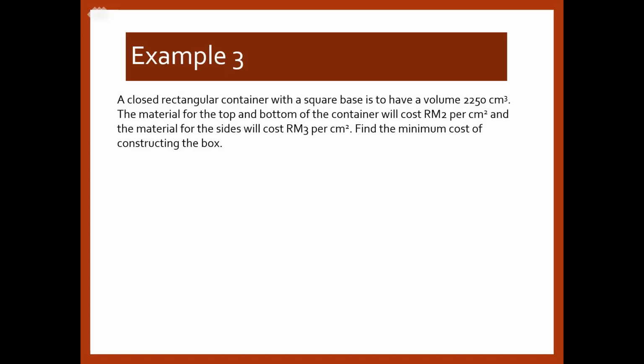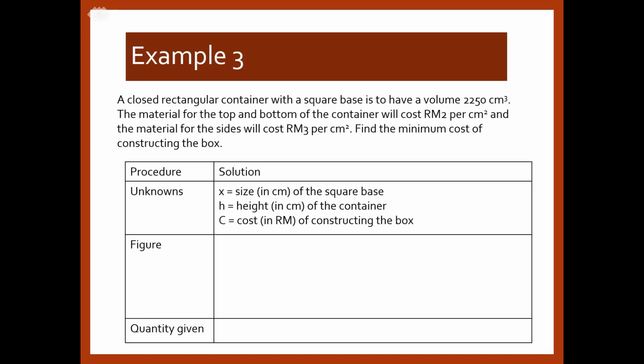Refer to example 3. A closed rectangular container with a square base is to have a volume of 2,250 cm3. The material for the top and bottom of the container will cost 2 ringgit per centimeter squared, and the material for the sides will cost 3 ringgit per centimeter squared. Find the minimum cost of constructing the box. For this example, x refers to the size of the square base, h refers to the height of the container, and C refers to the cost of constructing the box.